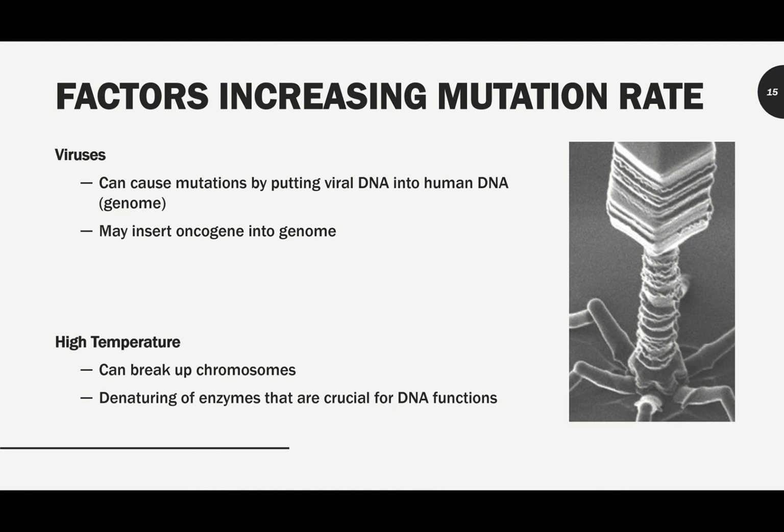Factors increasing mutation rate. Viruses can cause mutations by putting viral DNA into the human DNA, which can also be called the genome. They may insert an oncogene into the genome. What an oncogene does is exactly the opposite of a tumor suppressing gene. Tumor suppressing genes slow down cell division, whereas oncogenes just speed it up. And there's also high temperature. High temperature can break up chromosomes. It can denature enzymes that are crucial for DNA functions.